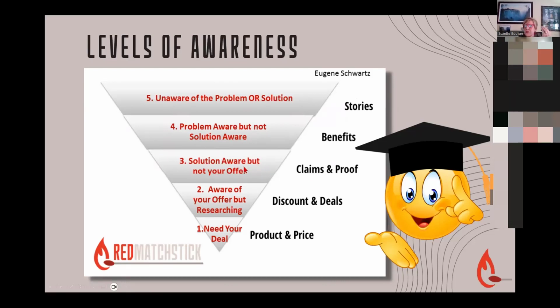Then they become solution aware, but they're not aware of your offer. So start helping them. Give them proof. Show them that you are an offer in that consideration phase in the middle of your funnel. And then they're aware of your offer, but they are researching. Now you're giving them the detail.